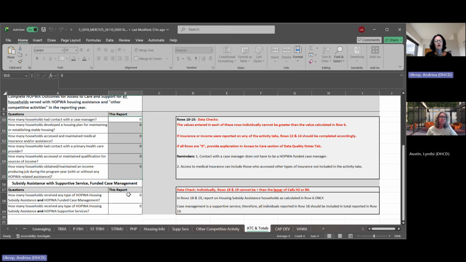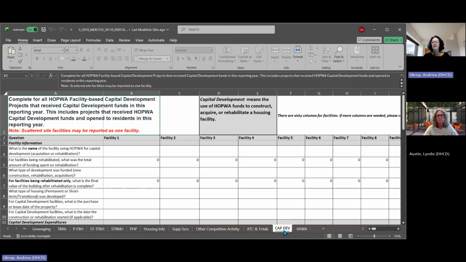Previously, you would have had instructions that said that these needed to be the same number. However, the instructions now are that this information is only going to be those who received a housing subsidy and a support service or case management, which is a type of support service, if those funds were from the HOPWA funding that you received through DHCD. And as we're finishing up, you do not need to complete the capital development.